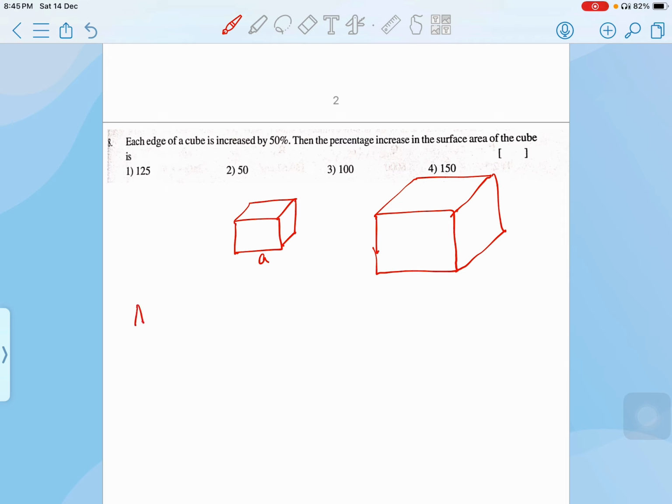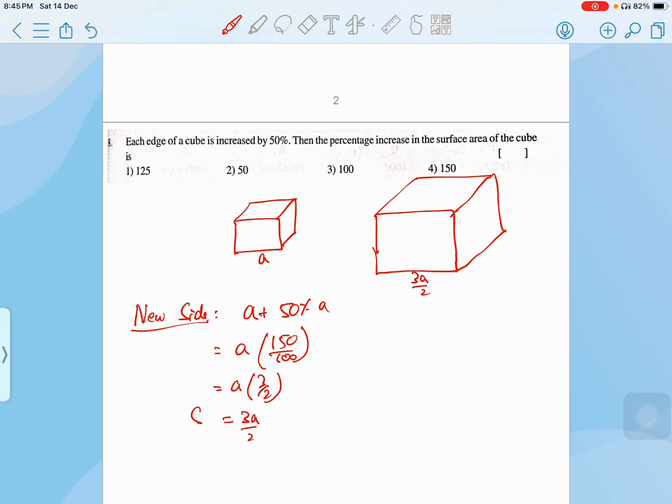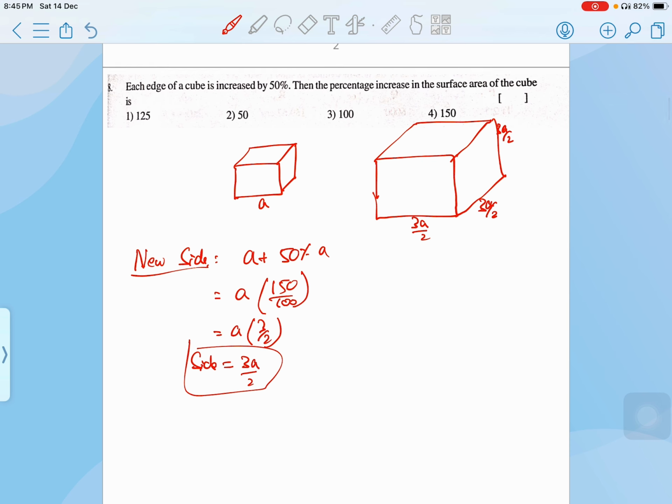New side will be A plus 50 percentage of A, or we know that A into 150 by 100. 50 percentage increase means 150 by 100, that's nothing but A into 3 by 2. So new side is 3A by 2. They told it is a cube, so every side will be 3A by 2, this side also will be 3A by 2. Is it okay? So now, how much is the percentage increase in the surface area of the cube?